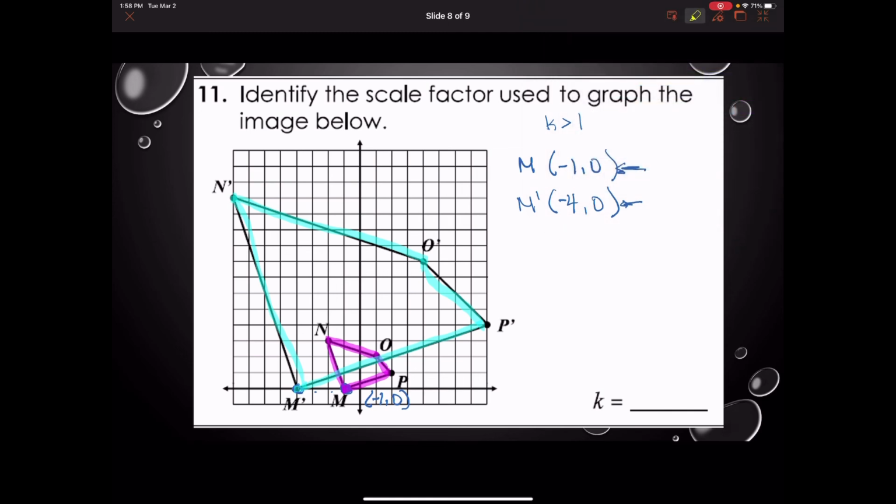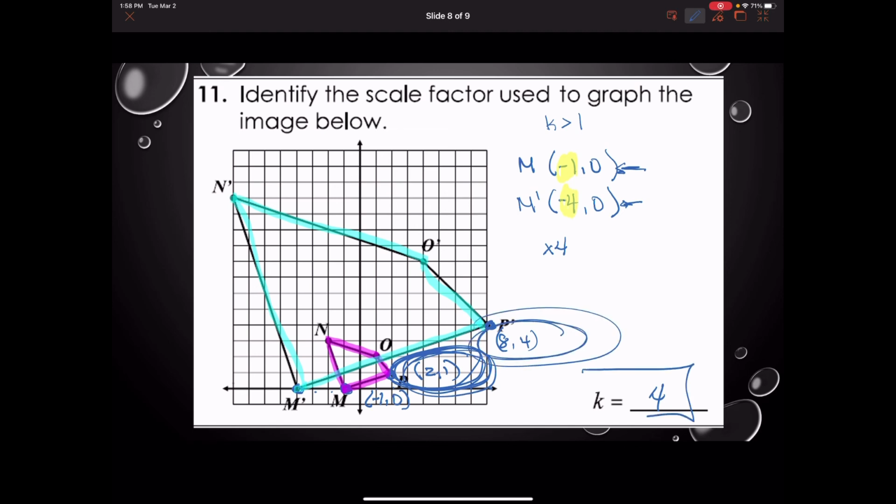So what do I need to look at? I need to look at this. How do I get -1 to -4 through multiplication? I hope all of you are saying times by 4. So guess what your K value is? 4. And you can test it. You can take point P, which is sitting at 2, 1. And I look at P prime, that is actually sitting at 1, 2, 3, 4, 5, 6, 7, 8. It's sitting at 8, 4. So this times 4 gives me this. I was correct in my scale factor.